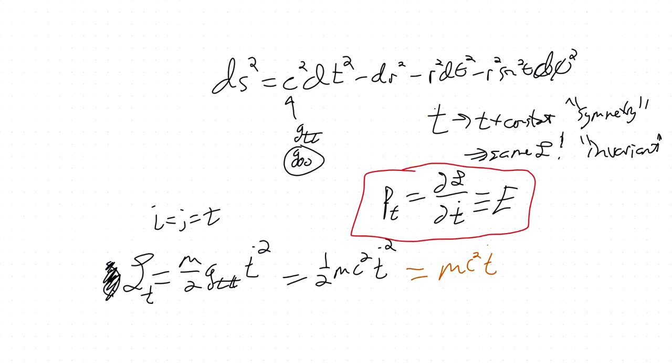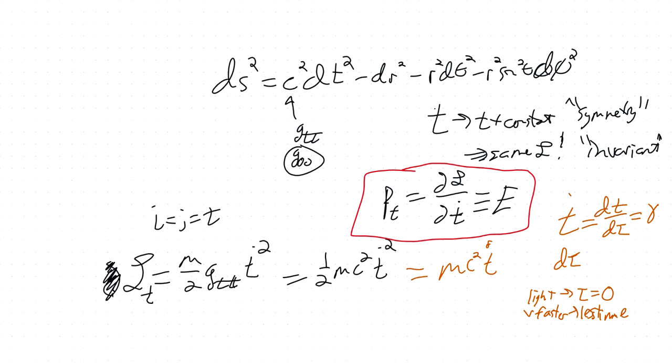Because if you remember, t dot is dt/d tau, which is gamma. By the way, the way I always remember this is that for light, tau goes to 0. Light experiences no time. Faster, less time. If you forget which order these go in, tau is the proper time.